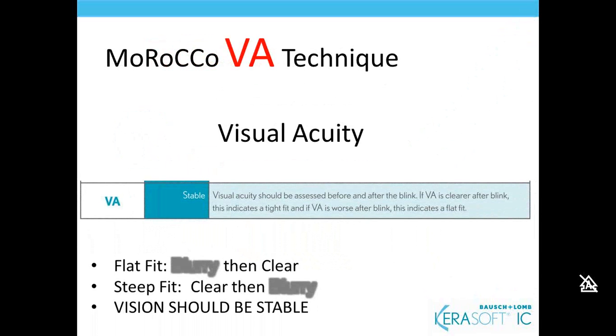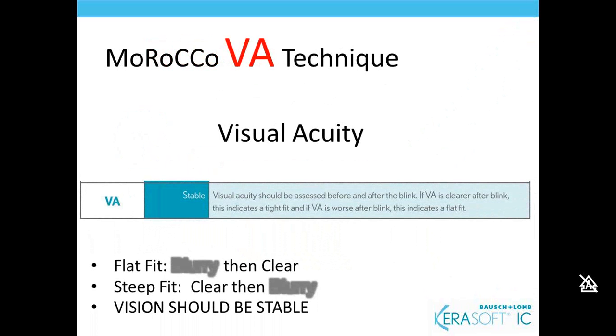So if there's some instability of the vision, this is where I want to determine what type of instability they have, because for me, my base curve determination is based on the stability of vision between the blinks. And like I said, we can change the periphery relative to the base curve. And we'll describe that in more detail.